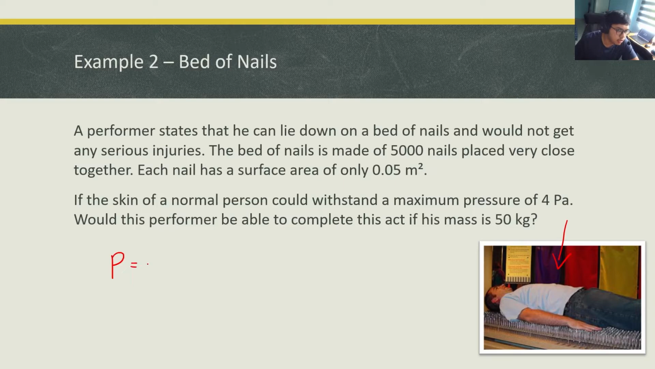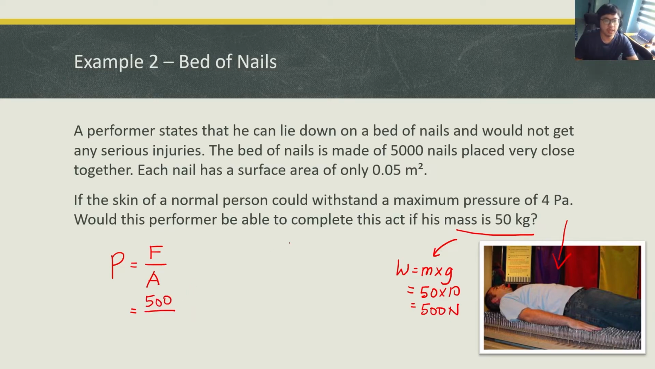So, pressure is equal to force over area. So, when this person is lying down, what is the force that this person exerts on the bed of nails? It is his weight. Let's quickly calculate his weight. He has a mass of 50 kilograms. That means his weight is 50 times 10. He is exerting a weight of 500 newtons on the bed of nails. What about the area? So we have 5,000 nails, and each nail has a surface area of 0.05.